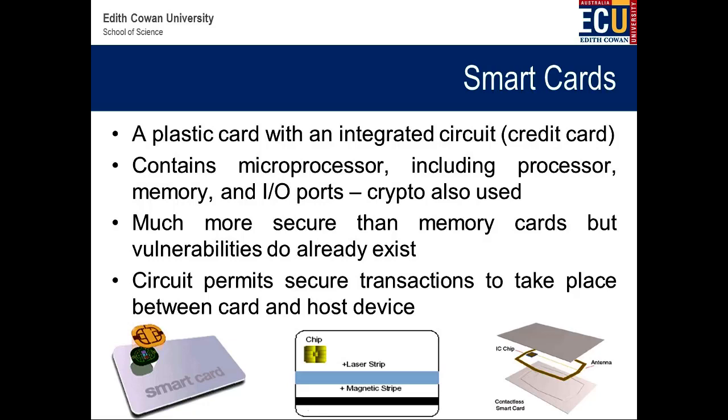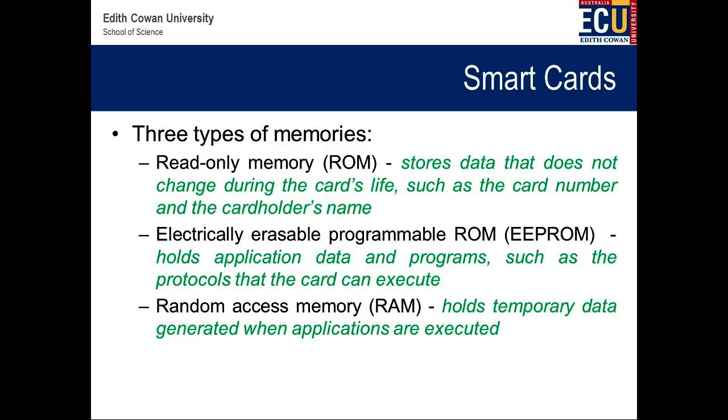It is much more secure than the memory cards, but the vulnerabilities do exist. If the implementation mechanism is not good, if the crypto involved or configured in the smart chip is weak, then that is vulnerable to different attacks. The circuit that is there on the smart card permits secure transaction to take place between cards and the host devices. There are 3 types of memories, ROM, EEPROM, and RAM, and their function is written against each one of them.